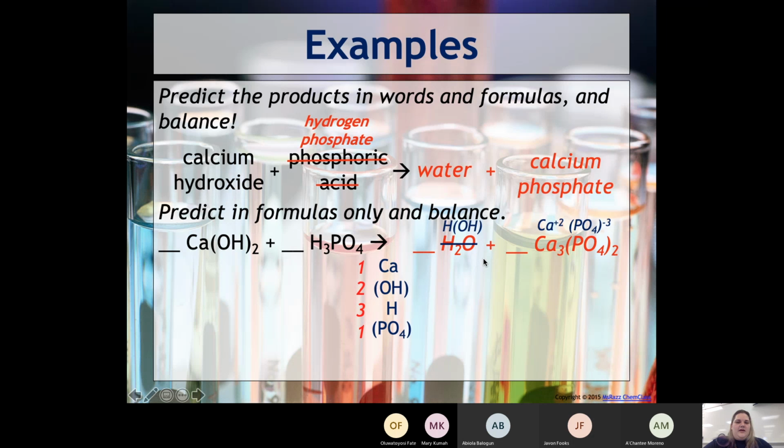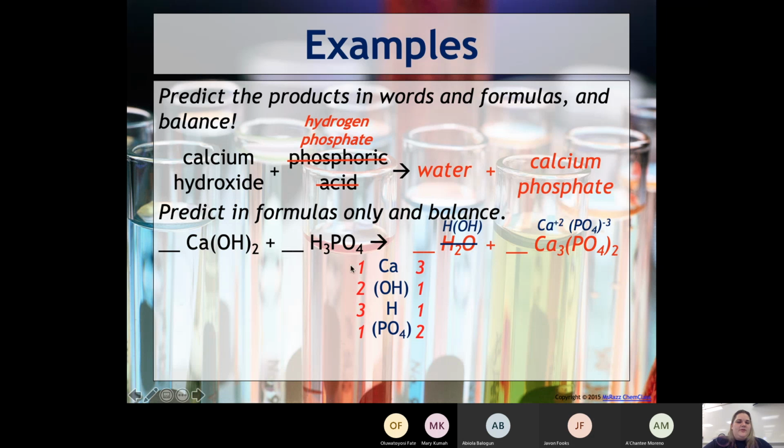On the product side, if I compare, there are 3 calciums. It has a 3 subscript behind it. There's only 1 hydroxide, because remember when I rewrote this as HOH, there's only 1 OH here. There's only 1 hydrogen here. And then the phosphate, the PO4, there's 2 of them now, because look, it's in parentheses and there's a 2 behind it. So when I'm balancing, remember that my whole goal is to get these to all be equal.